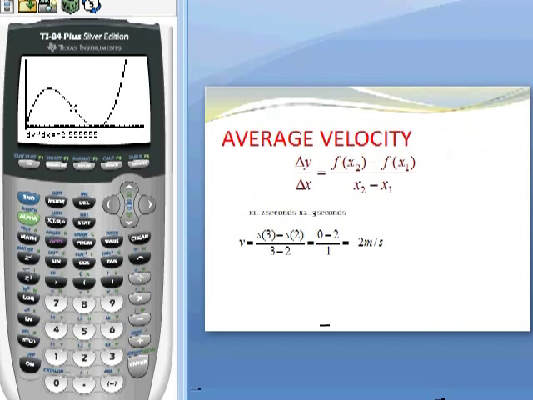Let's analyze this a little bit. If I'm looking at the average velocity, what do I need to do? S of 3 minus S of 2 over 3 minus 2. You just plug in the values. You can get these things from the value function. So the average velocity is negative 2 instead of negative 3. All right, well, let's look at it a little bit closer.